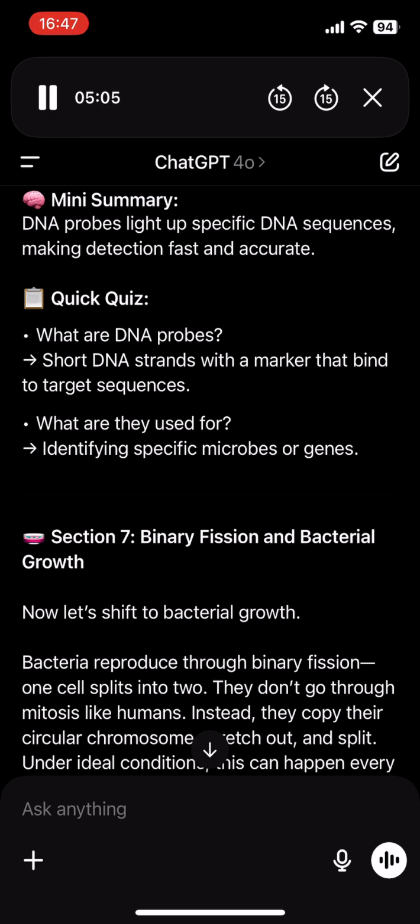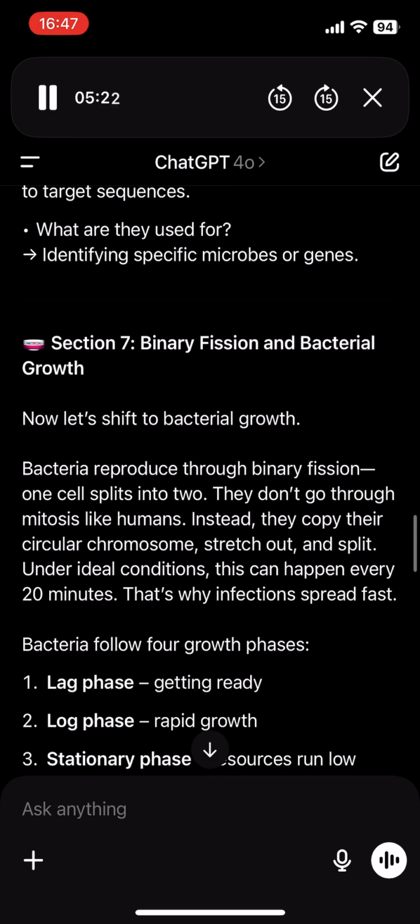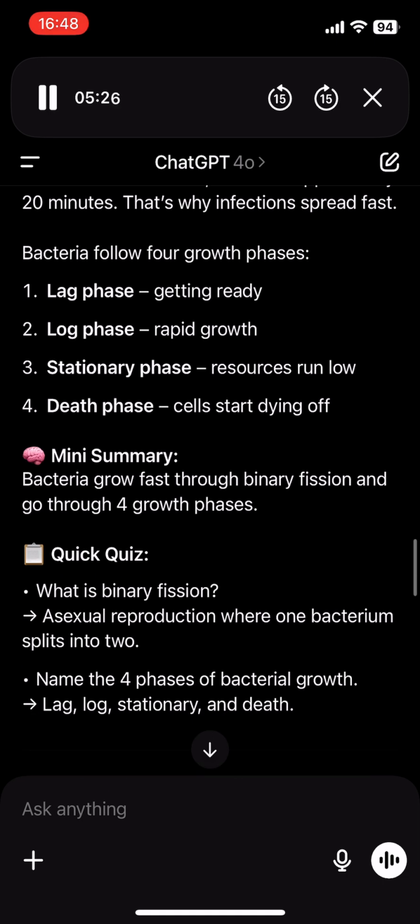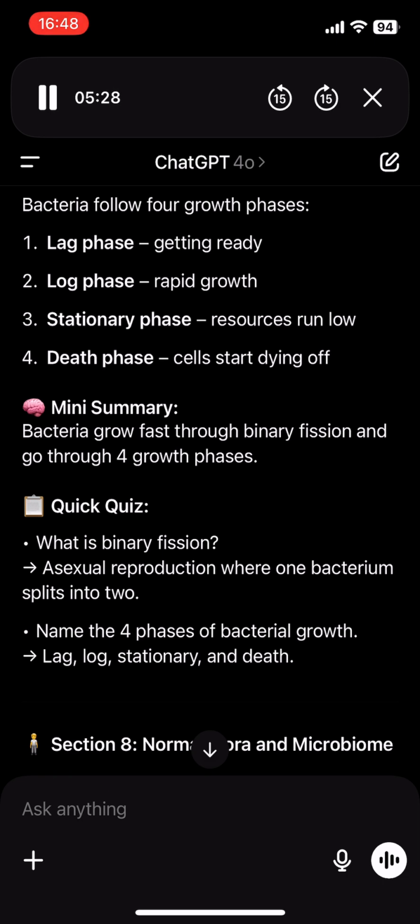Under ideal conditions, this can happen every 20 minutes. That's why infections spread fast. Bacteria follow 4 growth phases. 1, lag phase, getting ready. 2, log phase. Rapid growth. 3, stationary phase, resources run low. 4, death phase, cells start dying off. Mini summary: bacteria grow fast through binary fission and go through 4 growth phases.